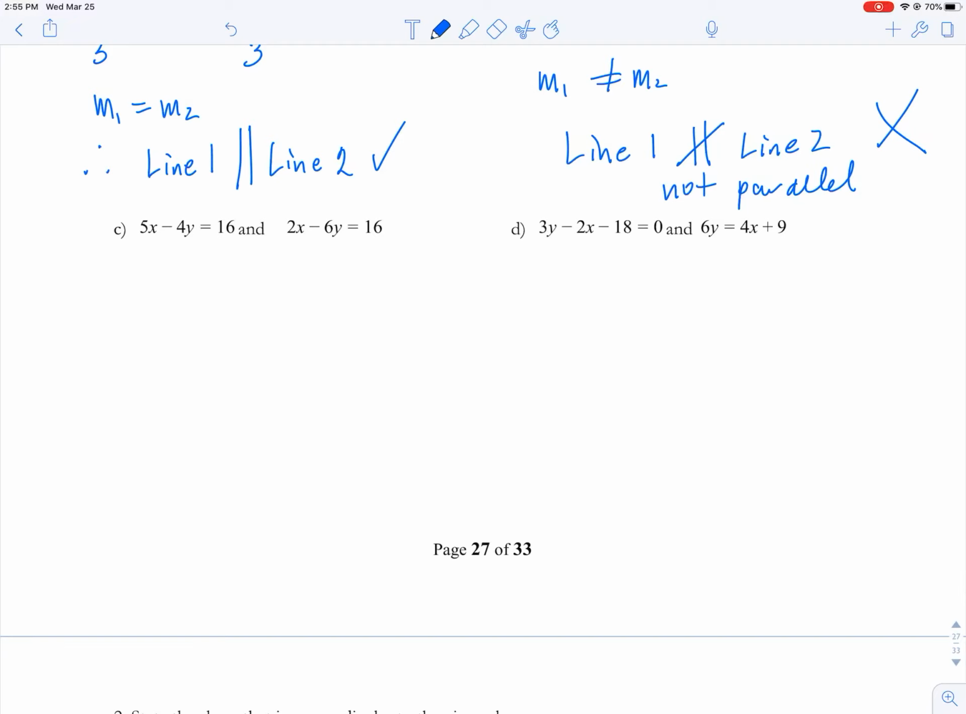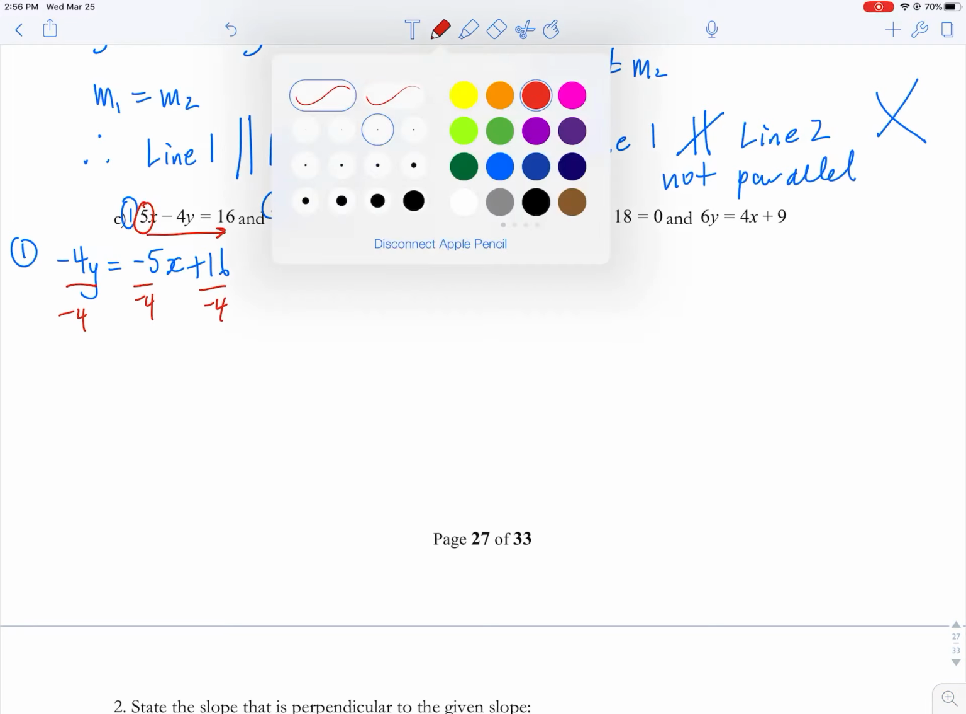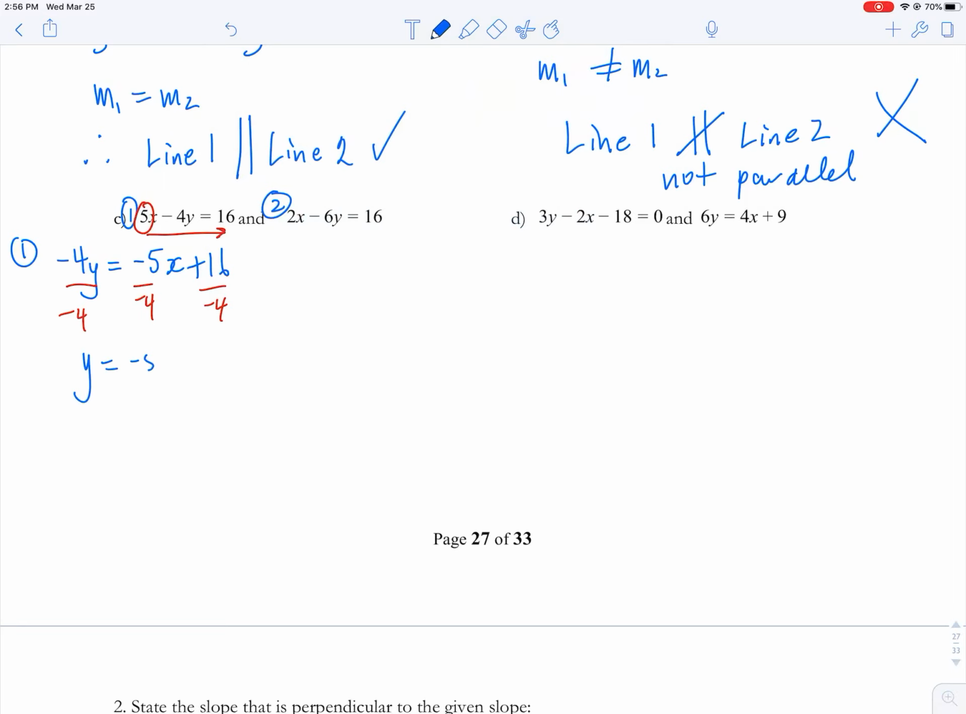For question C, we're going to have to isolate y before we find the slope. So for line 1, I would write -4y equals -5x plus 16. I brought the -5x to the other side. Now I'm going to divide every single term by -4. So I get that y equals -5 over -4, so that's plus 5 over 4 x minus 4. So m1, the slope of line 1, is 5 over 4.